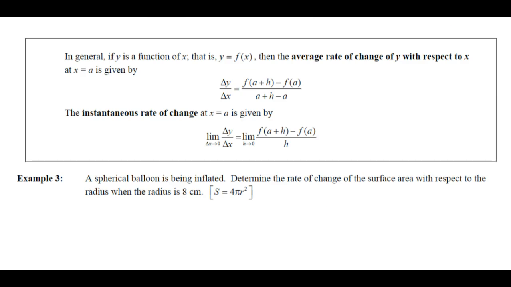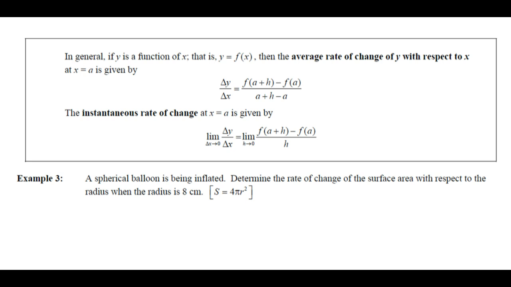In general, if y is a function of x, that is y equals f of x, then the average rate of change of y with respect to x at x equals a is given by delta y over delta x, which is equal to f of a plus h minus f of a over a plus h minus a. That's the average, right? It's just taking the 2 points on the graph. What's the difference in the y's? What's the difference in the x's? The instantaneous rate is the limit as this value approaches 0, which is f of a plus h minus f of a over h.